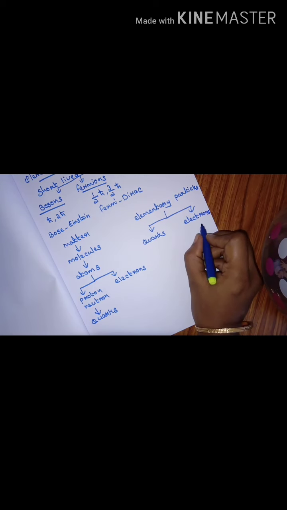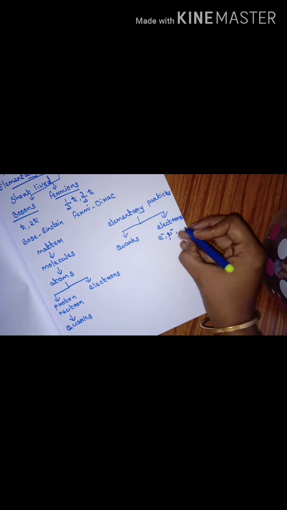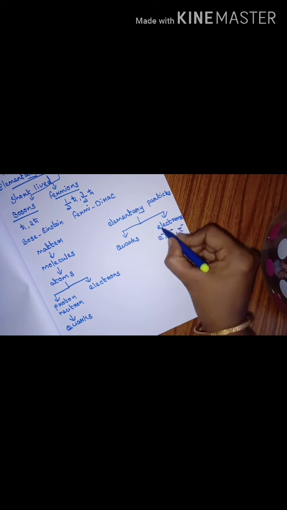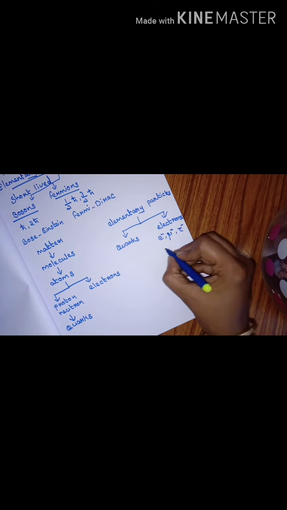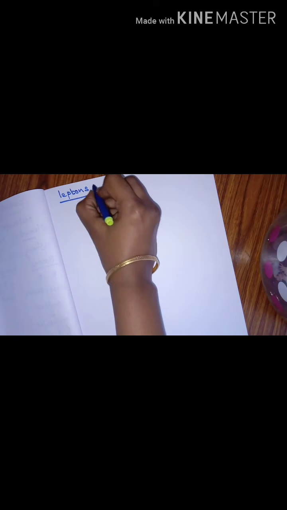In this group, we can add similar particles like electrons. That means electron, muon, tau particle. This group is collectively known as leptons. That is, the elementary particles are quarks and leptons. Leptons means light mass.